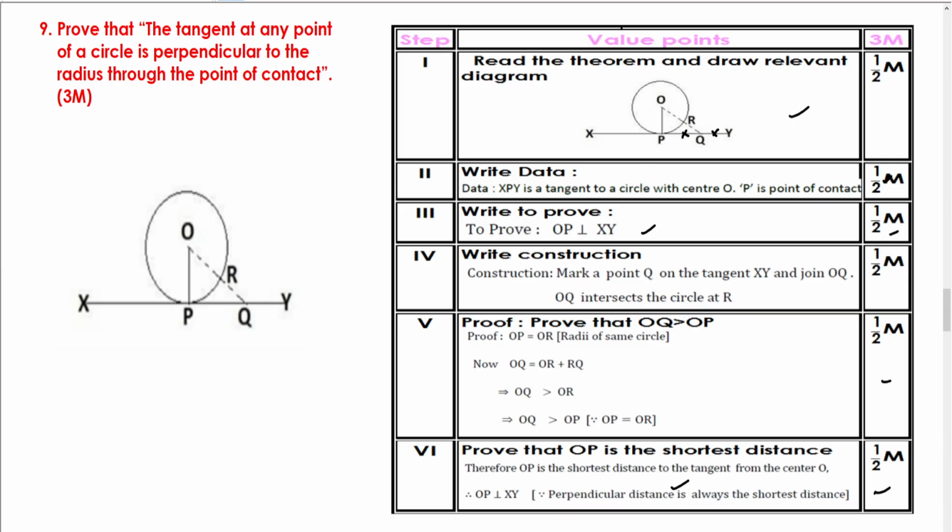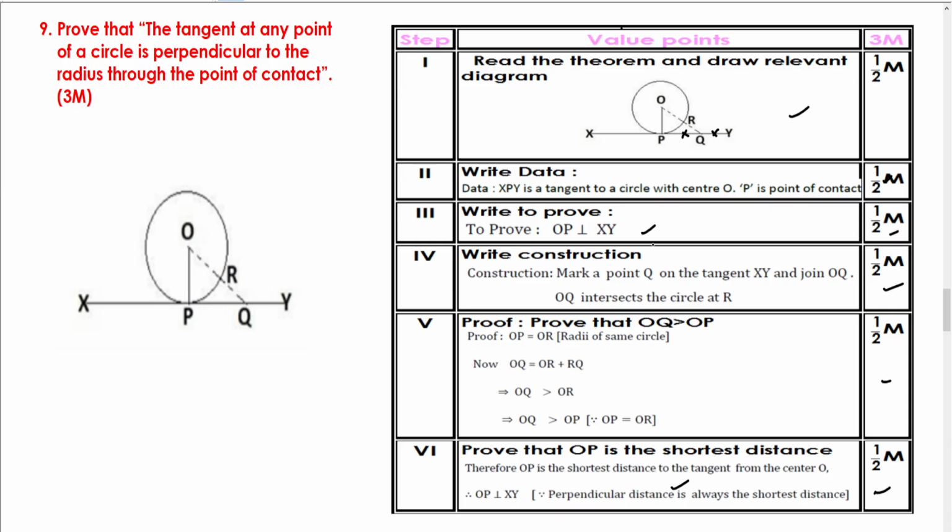You have to make a construction. Mark a point Q on the tangent XY and join OQ. OQ intersects the circle at R. Clearly, if you mention and write this, you will get half marks. Out of 3 marks, you got 2 marks here. Now, for writing the proof, you will get half marks. For the conclusion, you will get half mark.